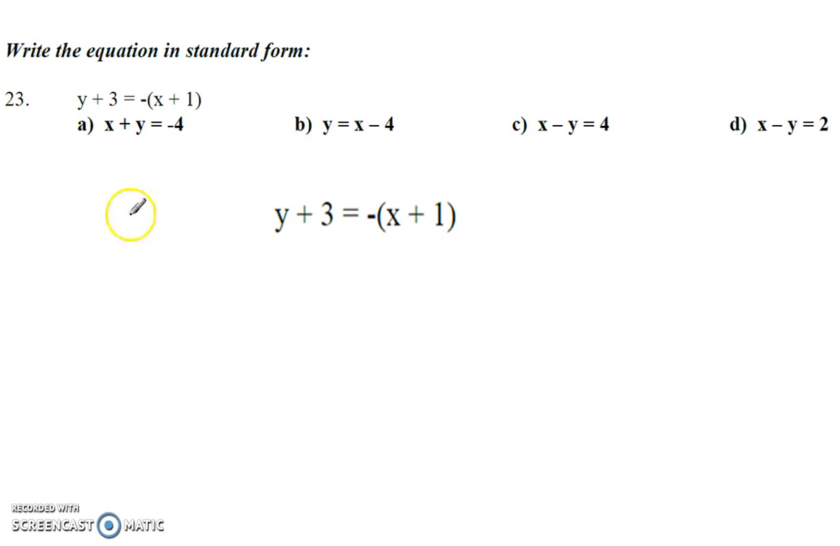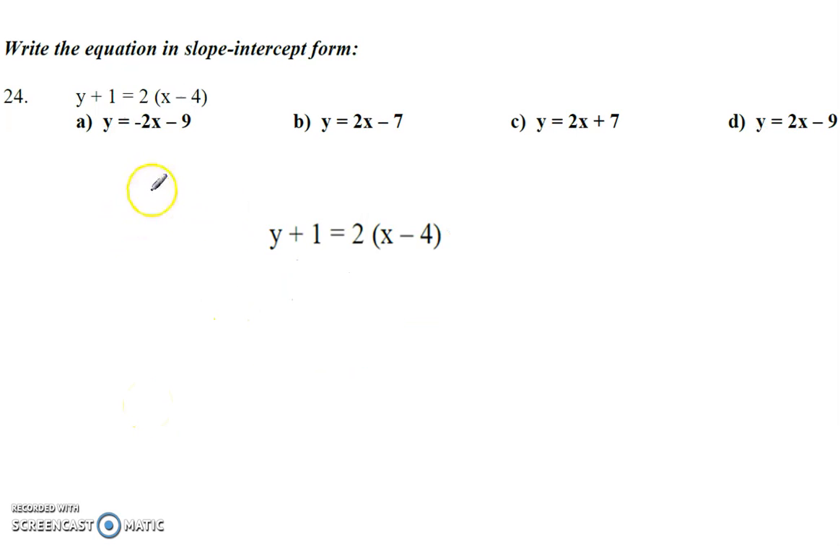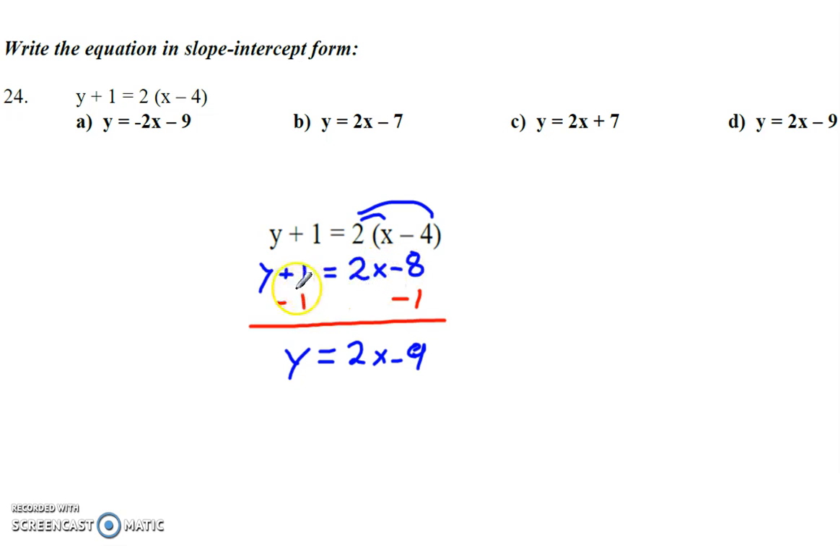Alright, write each equation in standard form. Distributive property, the negative goes to each of these. That gives me negative x minus 1, y plus 3. We need to move x to the left side, so add it. We need to move 3 to the other side, so subtract it. We get our variable terms on the left, starting with x, and it has to be positive, a constant on the left. Alright, write it in slope-intercept form. Distributive property, and then get y by itself. Alright, distributive property, get y by itself. There you go, answer is D.